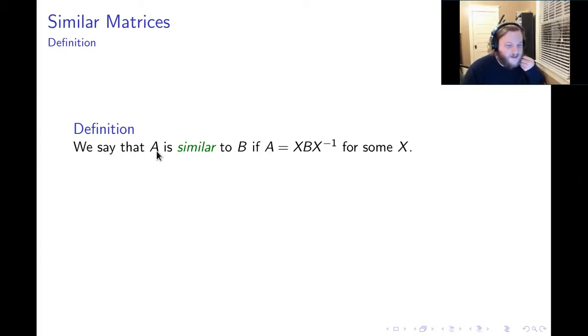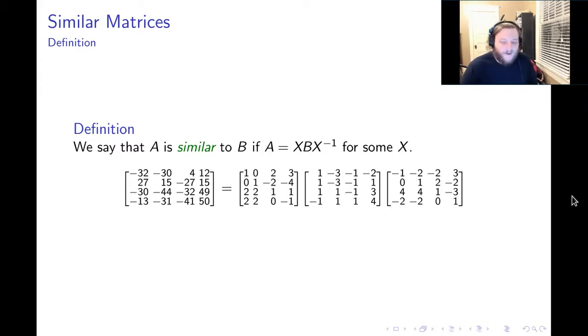We say that a matrix A is similar to a matrix B if A can be written as a non-singular matrix X times B times the inverse of that matrix X. So to say that A is similar to B is to say that A is equal to X times B times X inverse for some X.